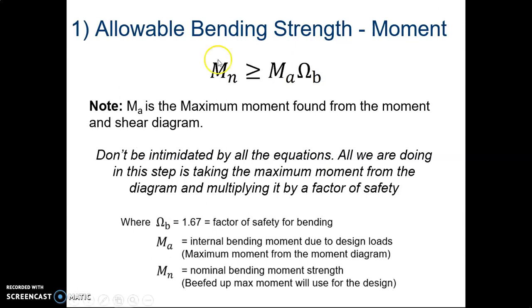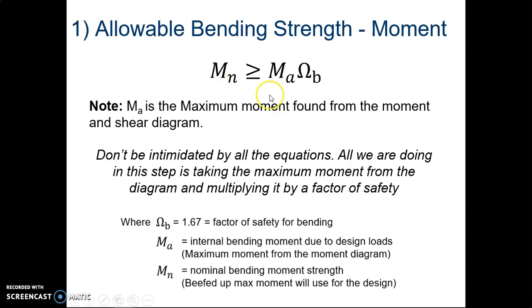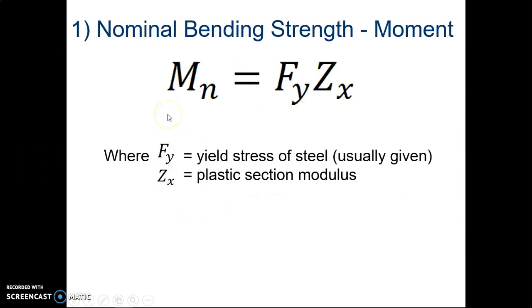Again, don't be intimidated by these equations. That's why I'm not even going through them. All we're doing is saying that our beam needs to be able to handle more than the maximum moment from the moment diagram multiplied by 1.67. We've done factors of safety before when we did stormwater management, same concept, 1.67. Once we have that, it gives us our nominal bending moment strength.